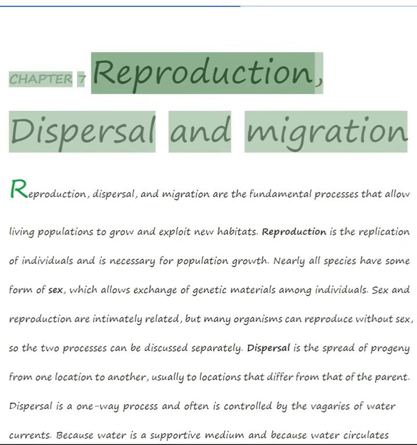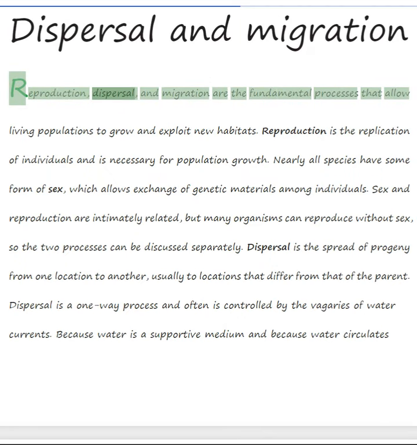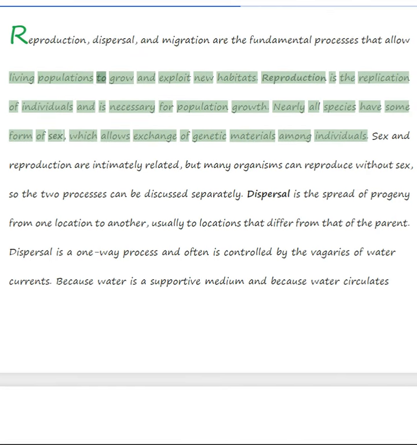Chapter 7: Reproduction, Dispersal, and Migration. Reproduction, dispersal, and migration are the fundamental processes that allow living populations to grow and exploit new habitats. Reproduction is the replication of individuals and is necessary for population growth.